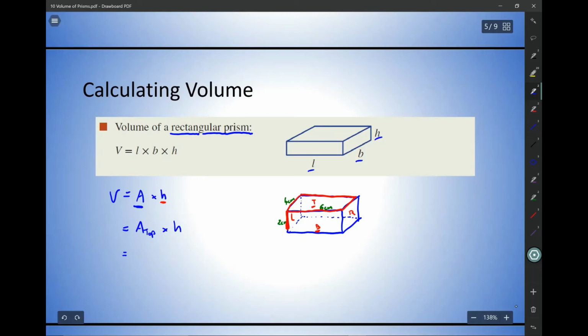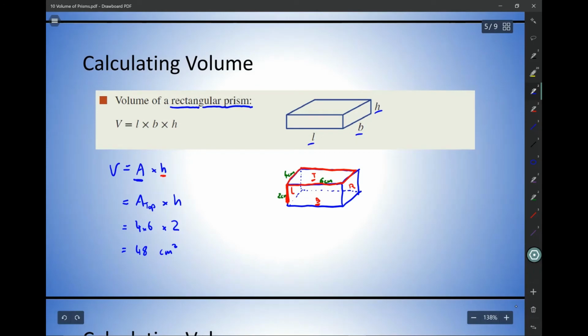So what this is going to look like is the area of the top, 4 times 6, times the distance in between the top and bottom, which is 2. And we can pop that into our calculator and it comes out to 48 cubed centimeters.